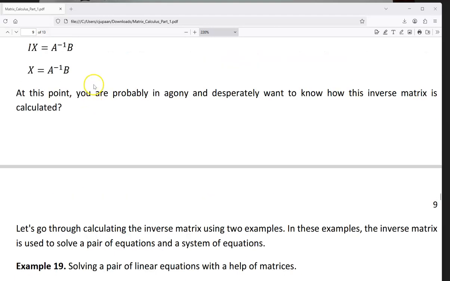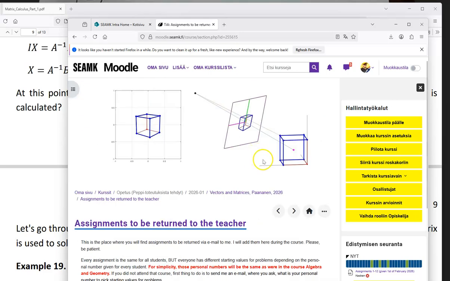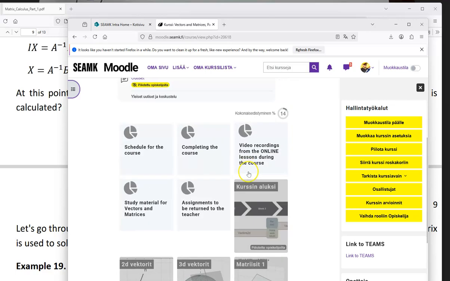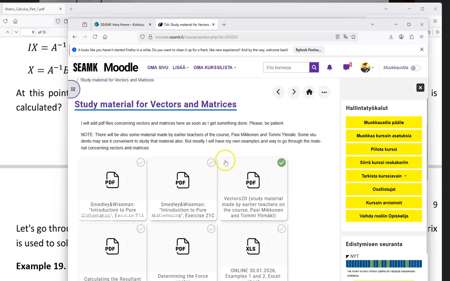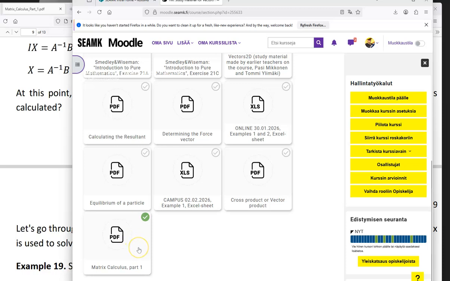As you see, this was a PDF file named Matrix Calculus Part 1, from the study material for vectors and matrices. I will add the Part 2 during this week, and during Friday's lessons I will go through more of matrix calculus.